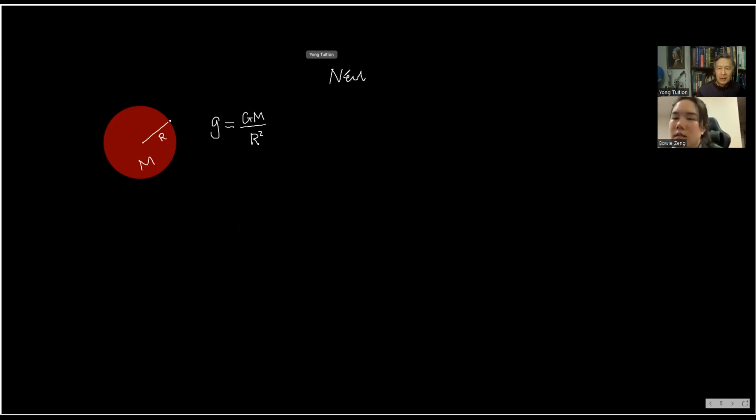So the Newton's gravitational law says that the force between the objects, can you see this is a small tiny object M, between the two objects can be written as G, the constant, multiplied by the product of the two masses and divided by the distance squared. Now, this distance is between the mass centers. Okay, so this is called the mass center.